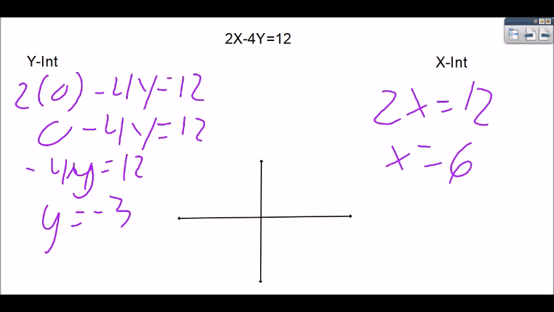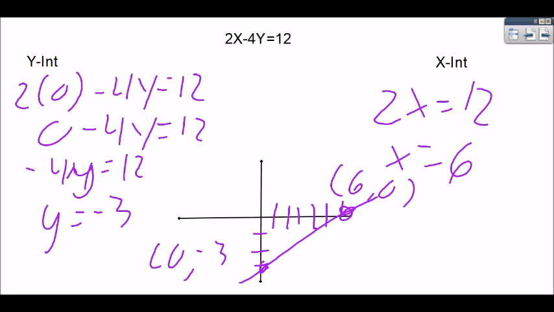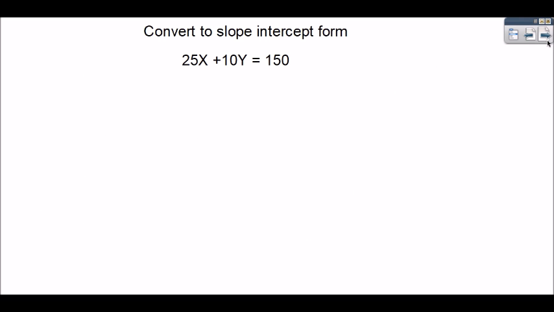Now that I have my x and y intercept, it's super easy to graph because I just go to where x is 6 and where y is -3. And I just connect my dots and there's my graph. The thing that they might ask you to do is convert it from standard form into slope-intercept form. So all I need to do is move this x to the other side and divide by 10.